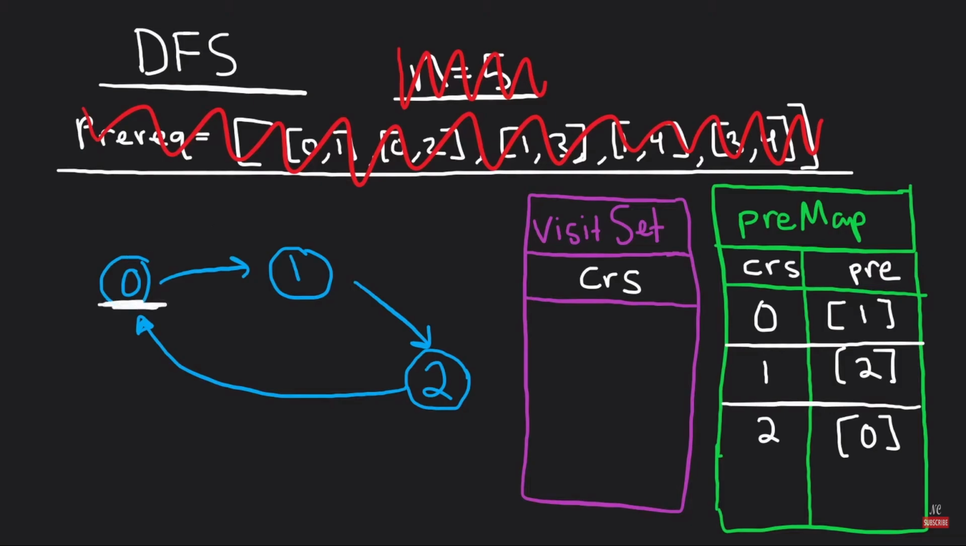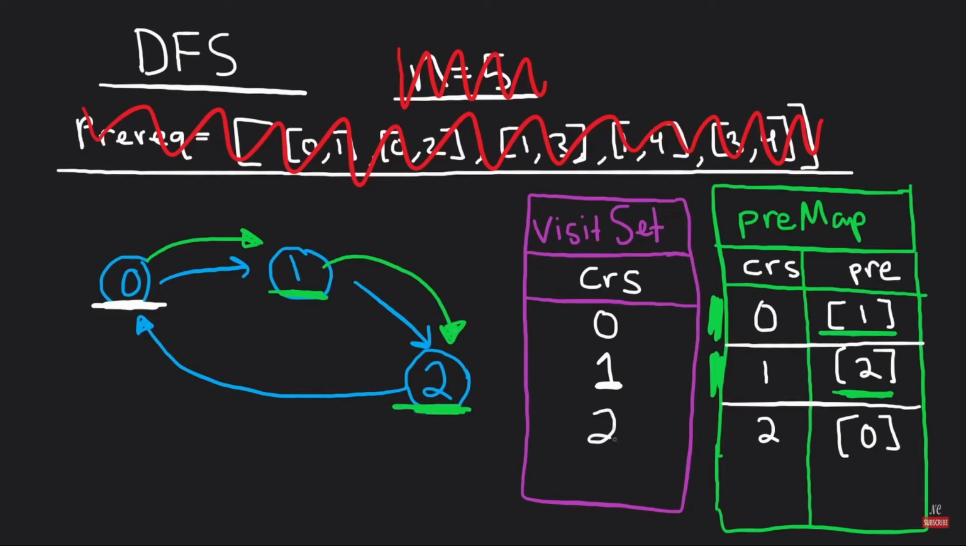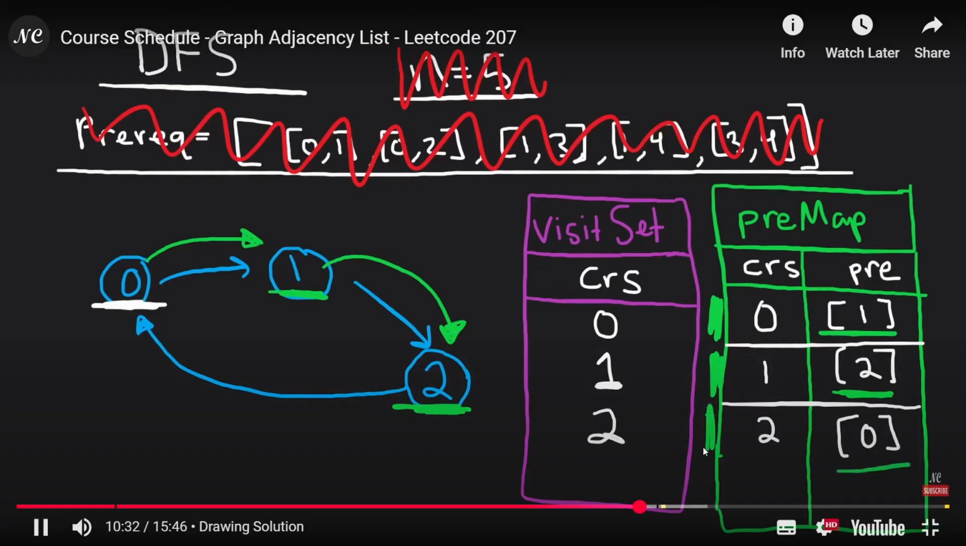So let's say we start at 0, then we add 0 to our visit set. We take a look at the prerequisites of 0. We see it has 1 prerequisite. So then we move to 1. So now we visit 1, and we're going to add 1 to our visit set. And we look at the prerequisites of 1. It has 1 prerequisite, 2. So then we move to 2. We run depth first search on 2. To do that, we have to first visit 2, so 2 is also going to be added to our visit set. And lastly, we see 2 has 1 prerequisite of 0. In the visit set, we detected a loop.